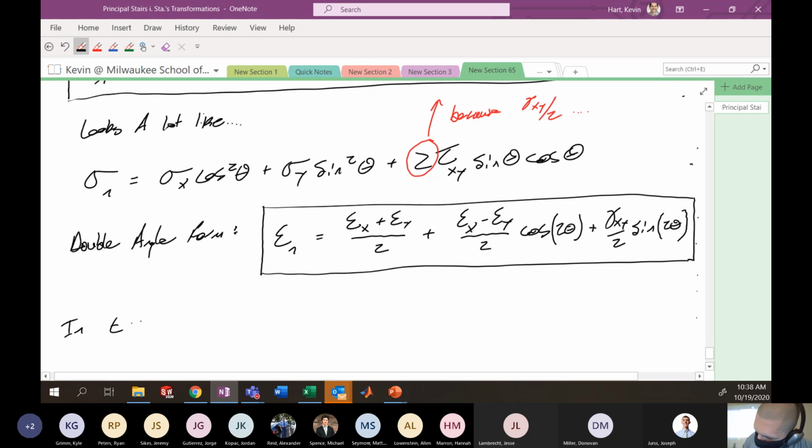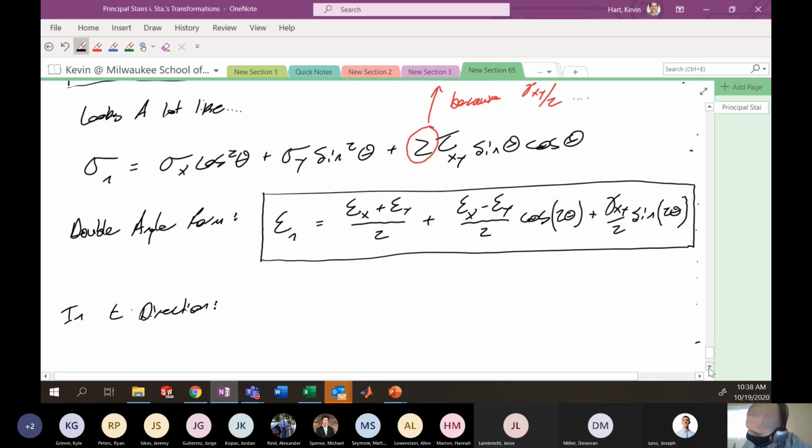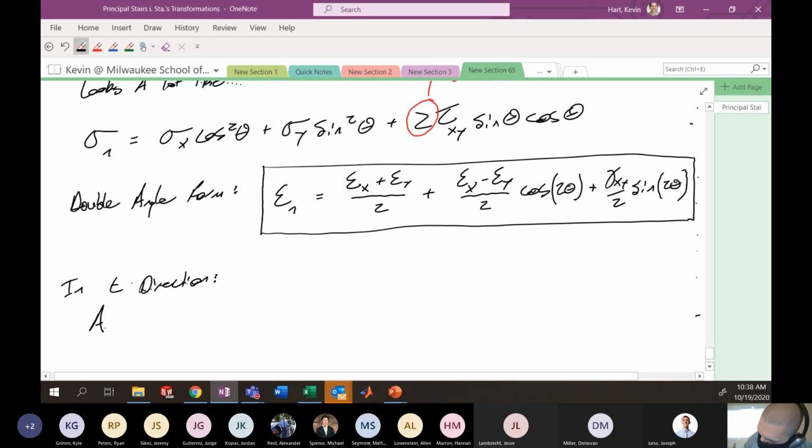In the t direction, axial strain. So you could get the strain in the t direction by adding 90 degrees to the value of theta and plugging into the epsilon n equation. Hopefully we sort of kind of gather that. I'll just put the double angle form here.